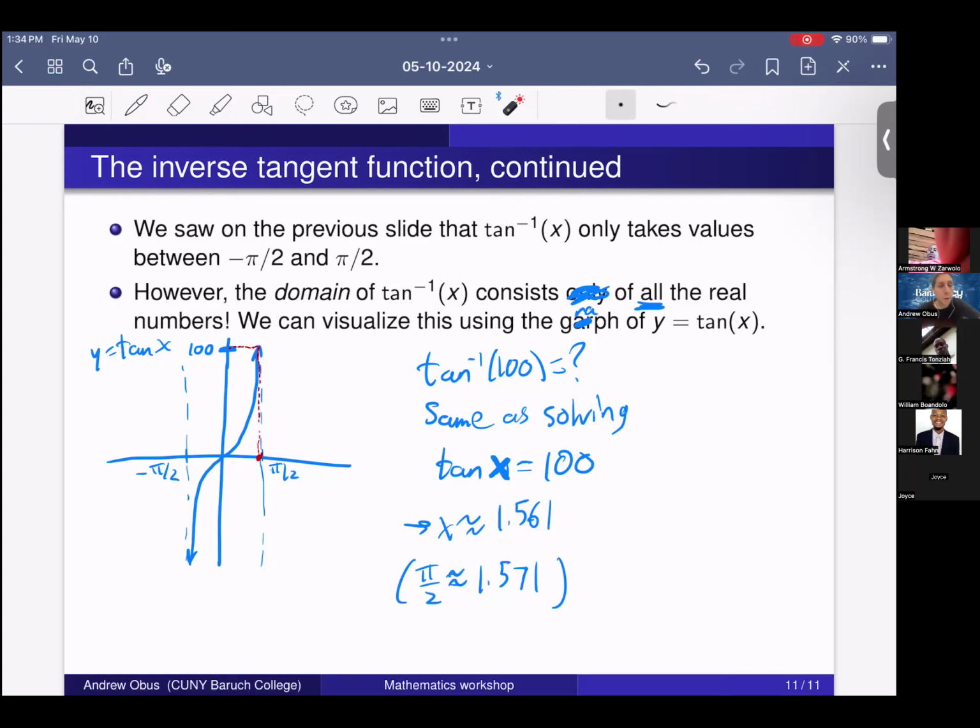Okay, so tangent inverse is a little bit different from cosine inverse and sine inverse, because with tangent inverse you can plug in any real number you want and you'll be able to get an answer. There is an angle whose tangent is equal to 100, and there is an angle whose tangent is equal to -50, even though there's no angle whose sine is equal to 100, and there's no angle whose sine is equal to -50. Okay? So tangent inverse also only takes values between minus pi over 2 and pi over 2, but it behaves differently from sine and cosine inverse.